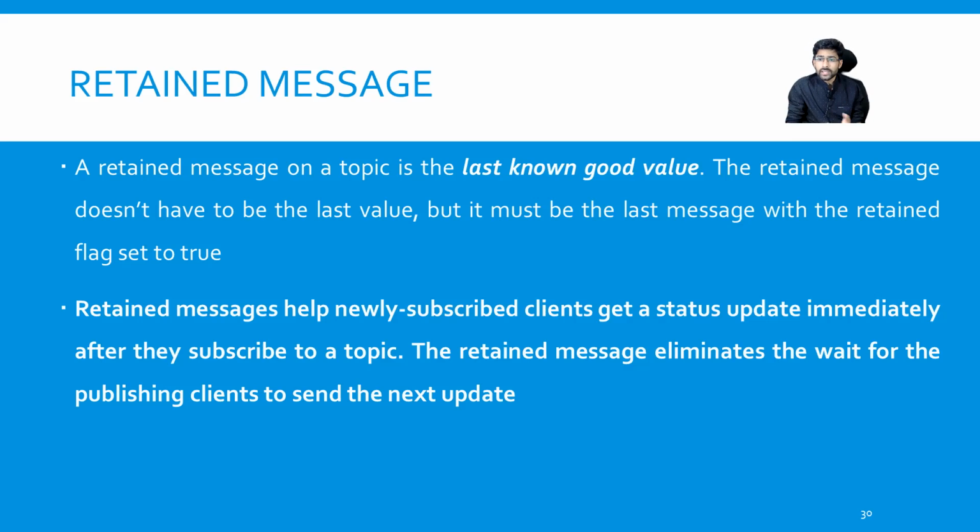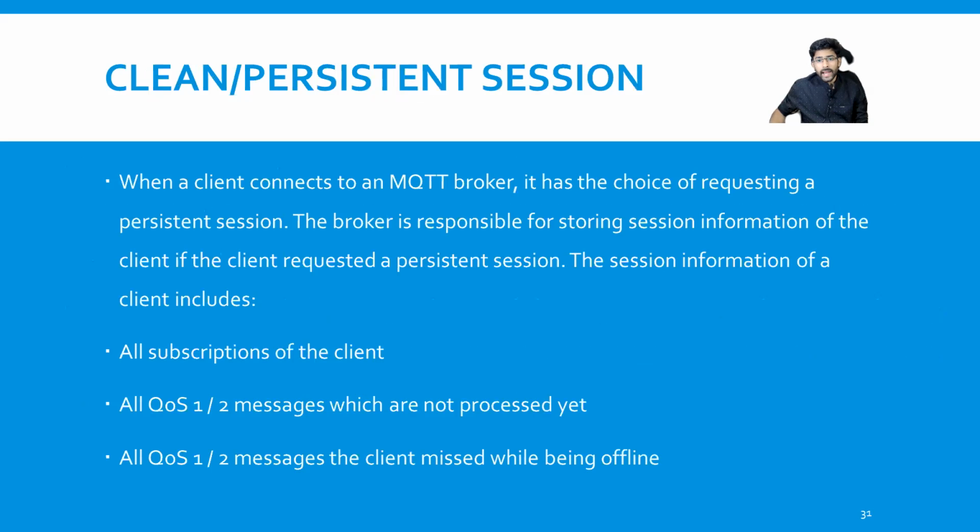For example, any device that is sending data at a 5-minute interval, whatever data was sent at the first minute, right? And any device that went offline and got corrected in between will find that whatever the last known good value was available on that topic is received by that particular subscriber.